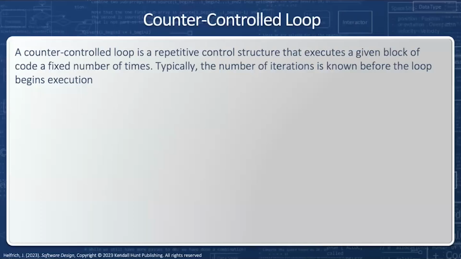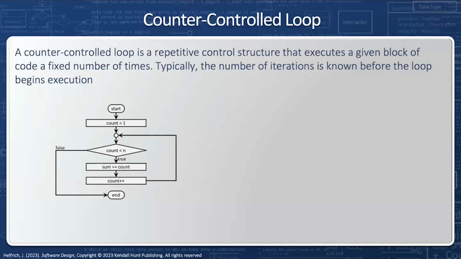This video will define a counter control loop, identify the 4 questions we have to answer when solving a counter control loop problem, and show a few examples of counter control loops in action. A counter control loop is a repetitive control structure that executes a given block of code a fixed number of times. And typically, the number of iterations is known before the loop begins execution.